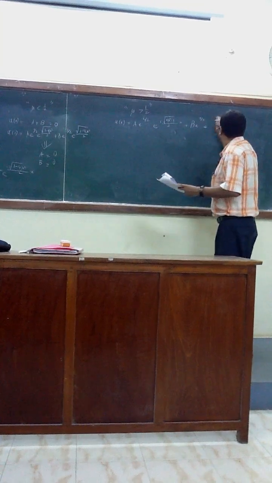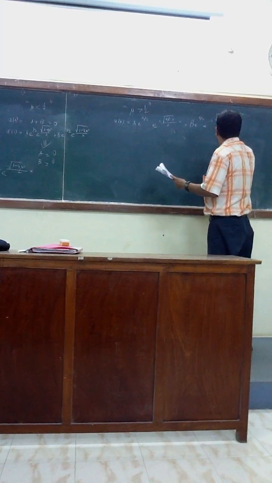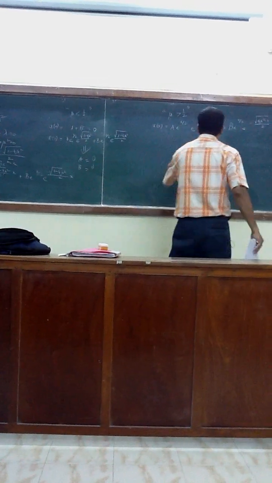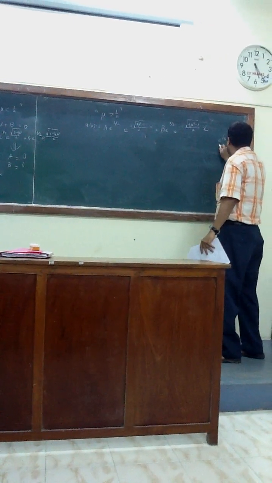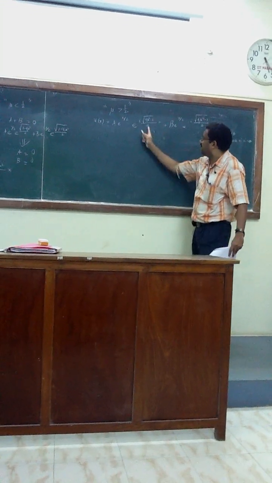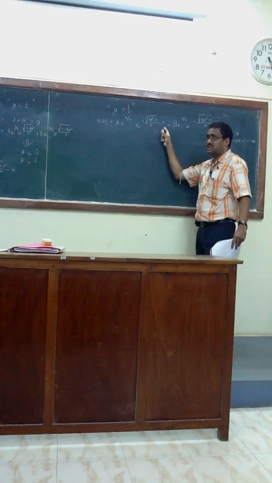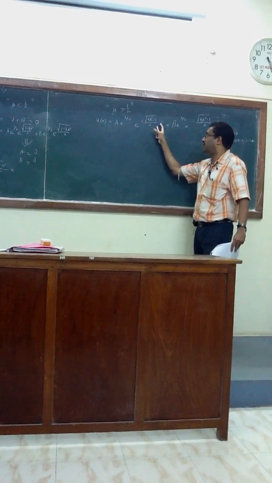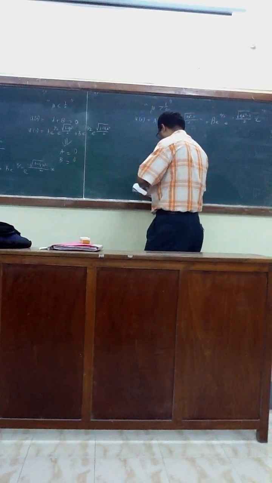a e to the power x by 2 e to the power i root of 4 mu square minus 1 by 2 into x, plus b e to the power x by 2 e to the power minus i root of 4 mu square minus 1 by 2 into x. Okay, e to the power i theta, you know Euler's formula, is cos theta plus i sin theta. So we get cos of root of 4 mu square minus 1 by 2 into x, plus i into sine of the same. So what did you get? The u of x in compact form.